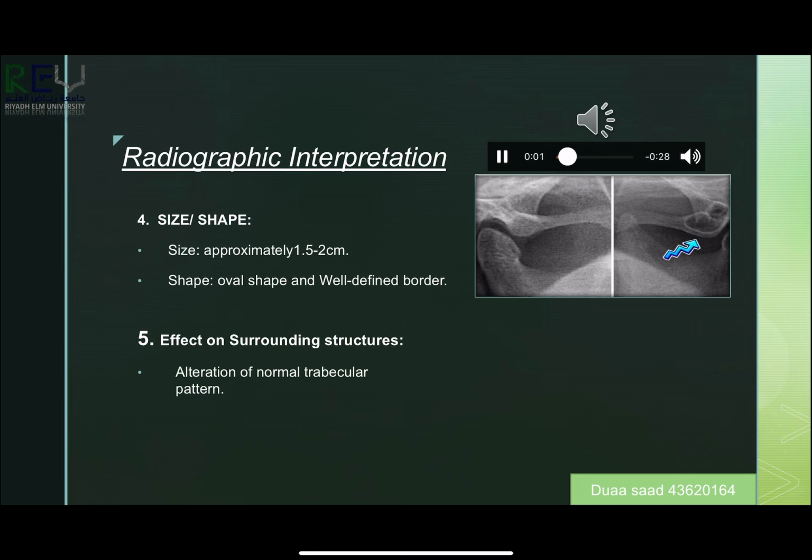The fourth interpretation is size and shape. The size is approximately 1.5 to 2 cm, and the shape is oval with a well-defined border. The fifth and last interpretation is the effect on the surrounding structure. There is an alteration of the normal trabecular pattern. And now, my colleagues will continue to present the other parts. Thank you.